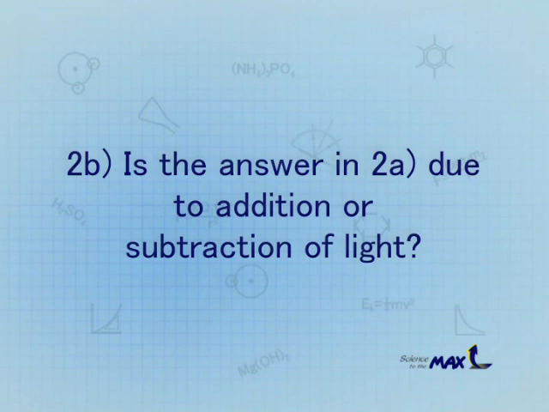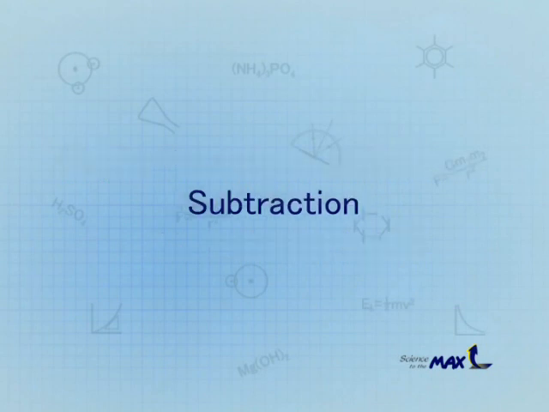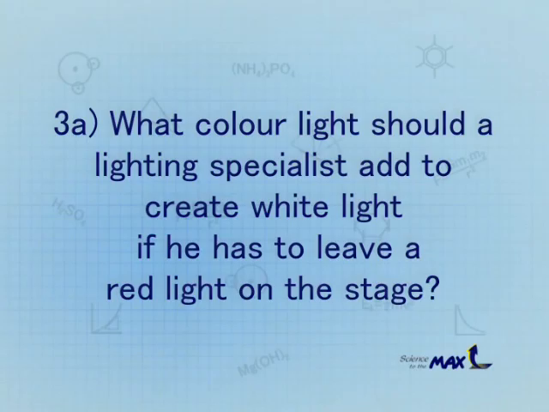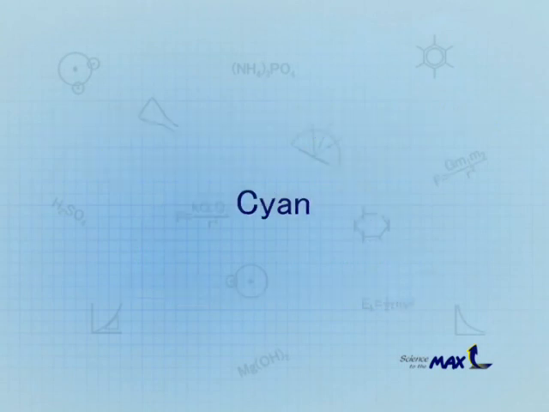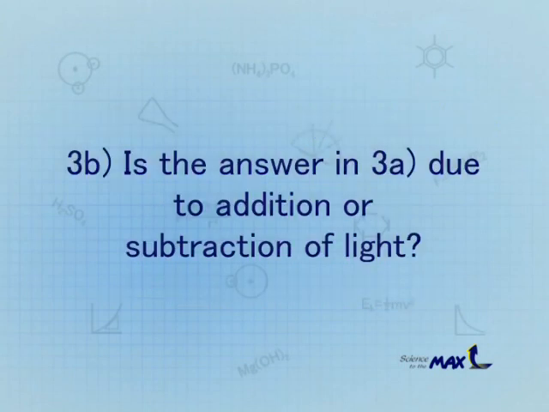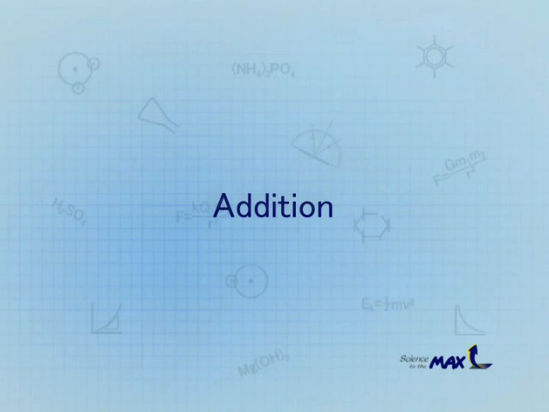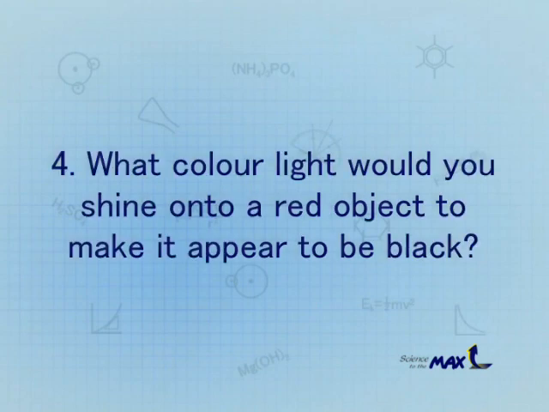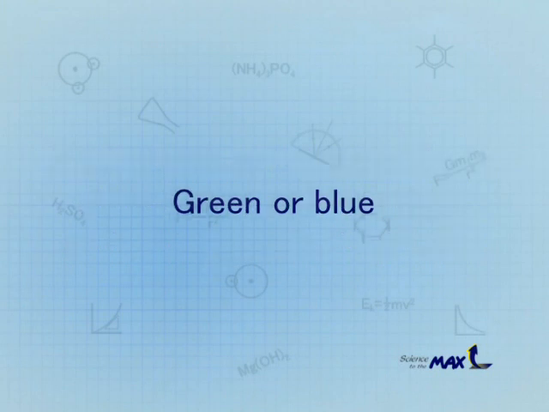Is the answer in 2A due to addition or subtraction of light? It is always subtraction if it involves pigment. What color of light should a lighting specialist add to create white light if he has to leave a red light on the stage? He needs to use red light's complementary color, which is cyan. Is the answer in 3A due to addition or subtraction of light? It involves only light, so it is addition. What color light would you shine onto a red object to make it appear to be black? It needs to be one of the other primary colors of light, so it could be either green or blue.